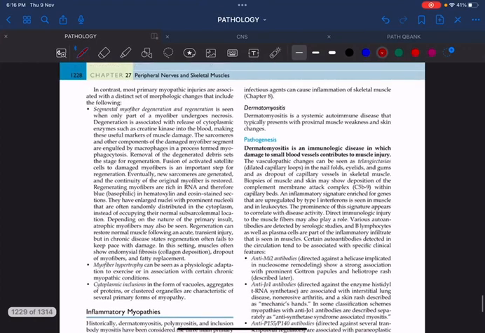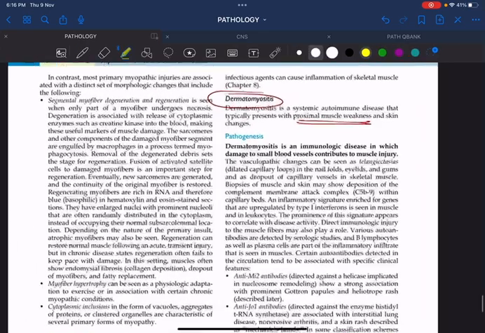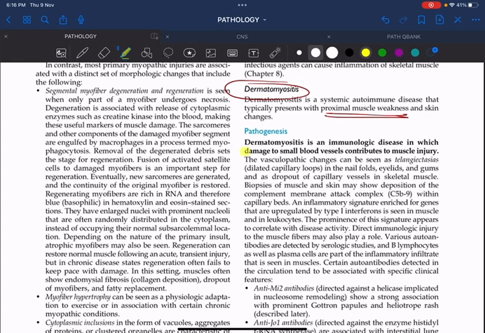Another important topic is inflammatory myopathies, that is dermatomyositis. Again, it is an autoimmune condition that mainly presents with proximal muscle weakness, and dermato means skin involvement is always present. It occurs because of damage to the small blood vessels, which contributes to the muscle injury. We can see telangiectasia in the nail fold, eyelids and gums, and biopsies of the muscle and skin will show deposition of the complement membrane attack complex, C5b-9, within the capillary beds. This is responsible for the pathogenesis.